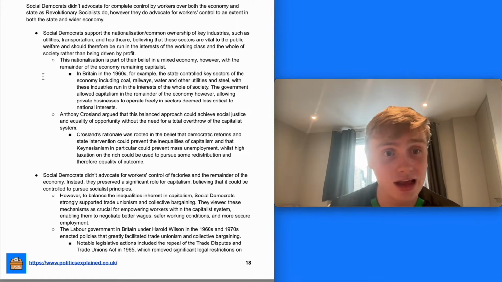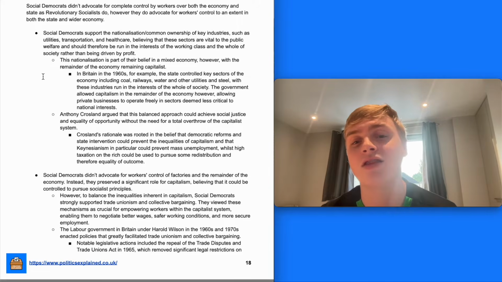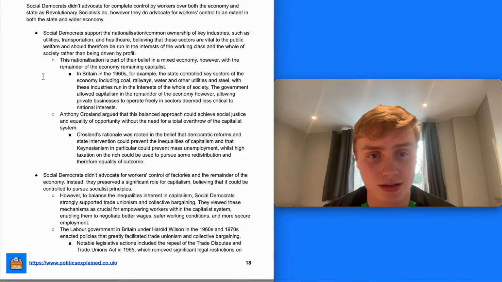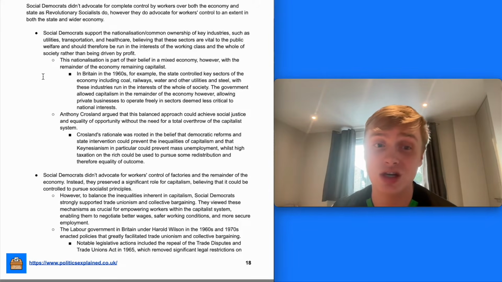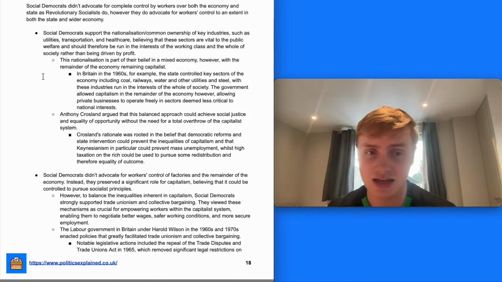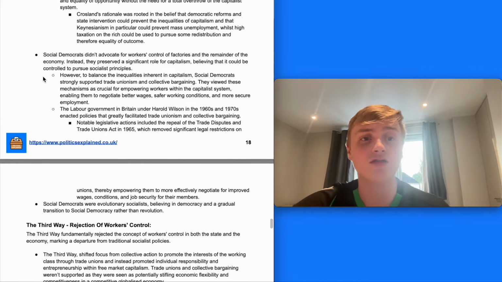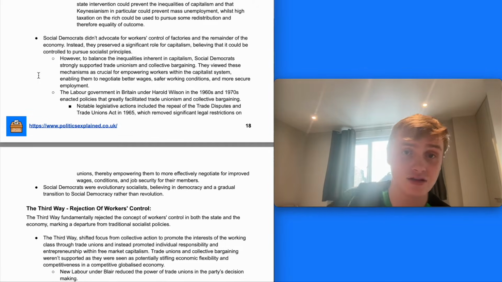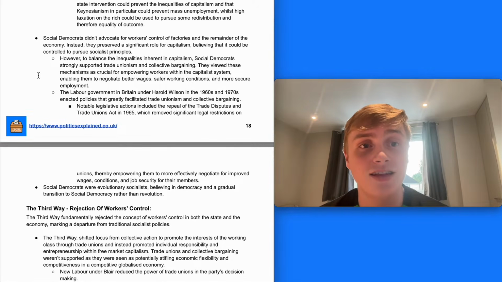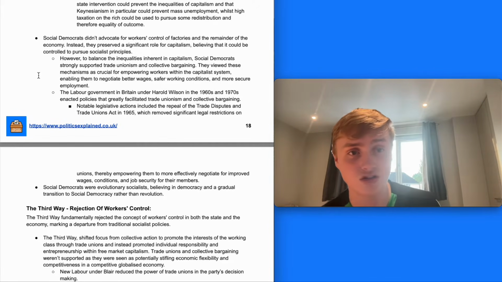And Anthony Crosland set out that this balanced approach could achieve social justice and equality of opportunity without the need for the total overthrow of the capitalist system, because he believed that capitalism can now be managed so that its key inequalities and worse effects are prevented rather than needing to completely overthrow it. Social democrats also didn't advocate for workers' control of factories in the remainder of the economy. Instead, they preserved a significant role for capitalism, believing it could be controlled to pursue socialist principles.